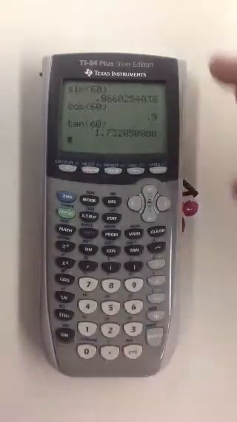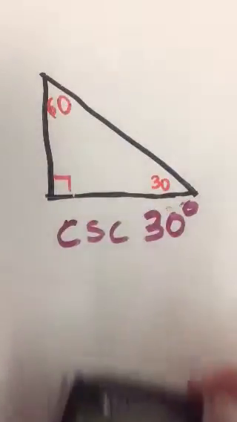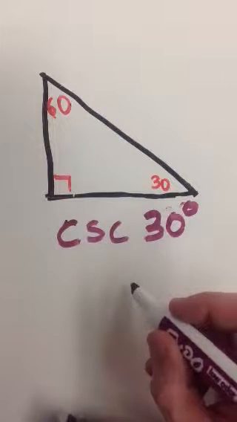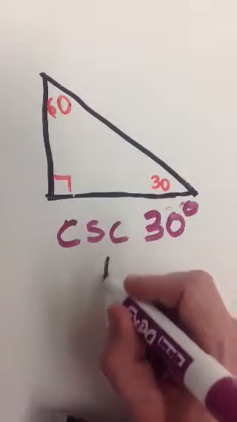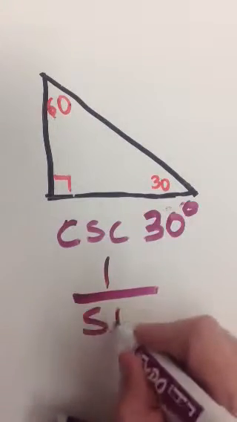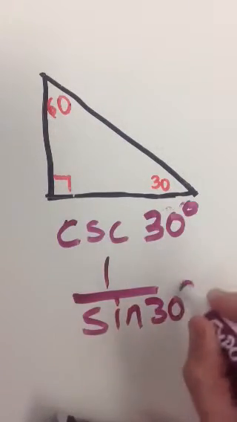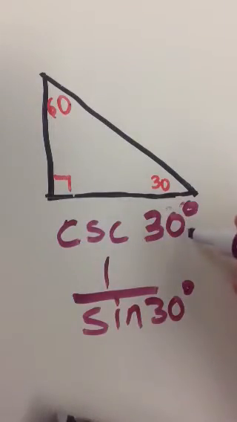But we do know this. We know that the cosecant is the reciprocal of sine. So if we punch in 1 over the sine of 30 degrees, we're going to find the cosecant.